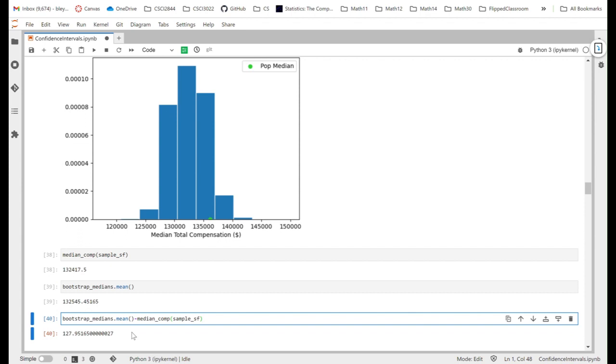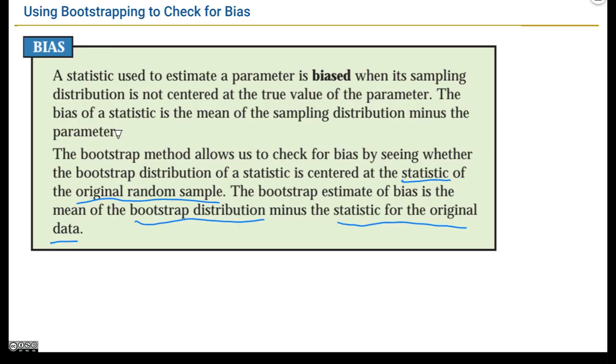Now, it may feel like it's really far off, but again, looking at the scale of this stuff, that's pretty close. And again, that's still very small given the scale of all of this. So it is helpful in the sense that this bootstrapping method is helping me create a confidence interval, but also check for bias in my original estimator.